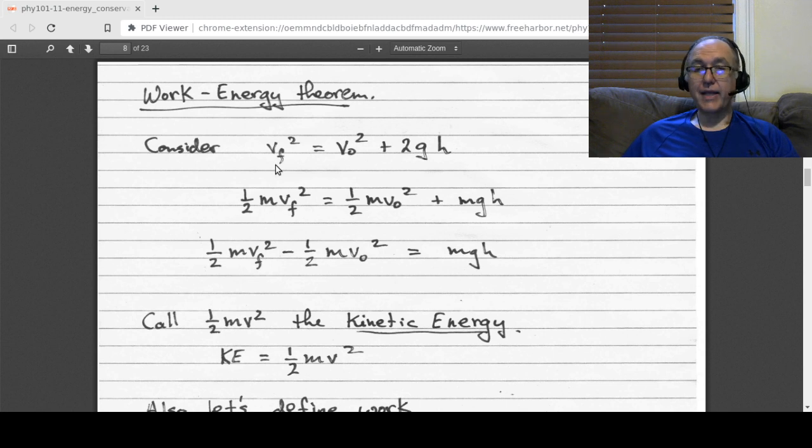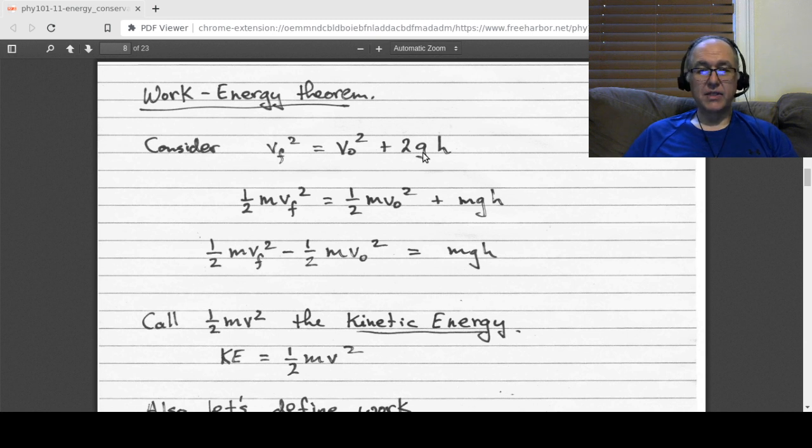Okay, so we had that equation star, which said that the final velocity squared was equal to the initial velocity squared plus 2gh, where h was that total vertical drop. You look at that equation and you go, well, what is a v squared? What does v squared even mean? Well, h means something, but what's 2gh? What does that even mean?